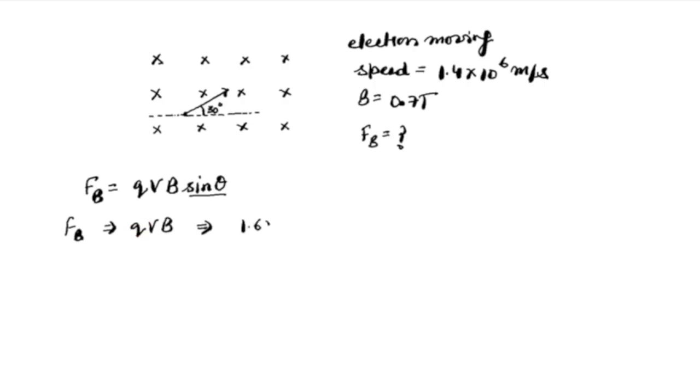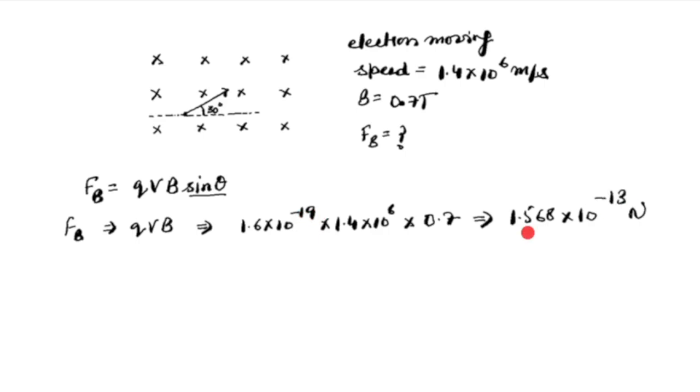So it will be 1.6 into 10 raised to power minus 19. Velocity I will plug in here, 10 raised to power 6, and the magnetic field is also given. So let me use my calculator for this. 1.6 into 1.4 into 0.7 gives 1.568. So 1.568 multiplied by 10 to the power, it is 6 and minus 19, so minus 13 will remain. This much Newton force will be experienced.